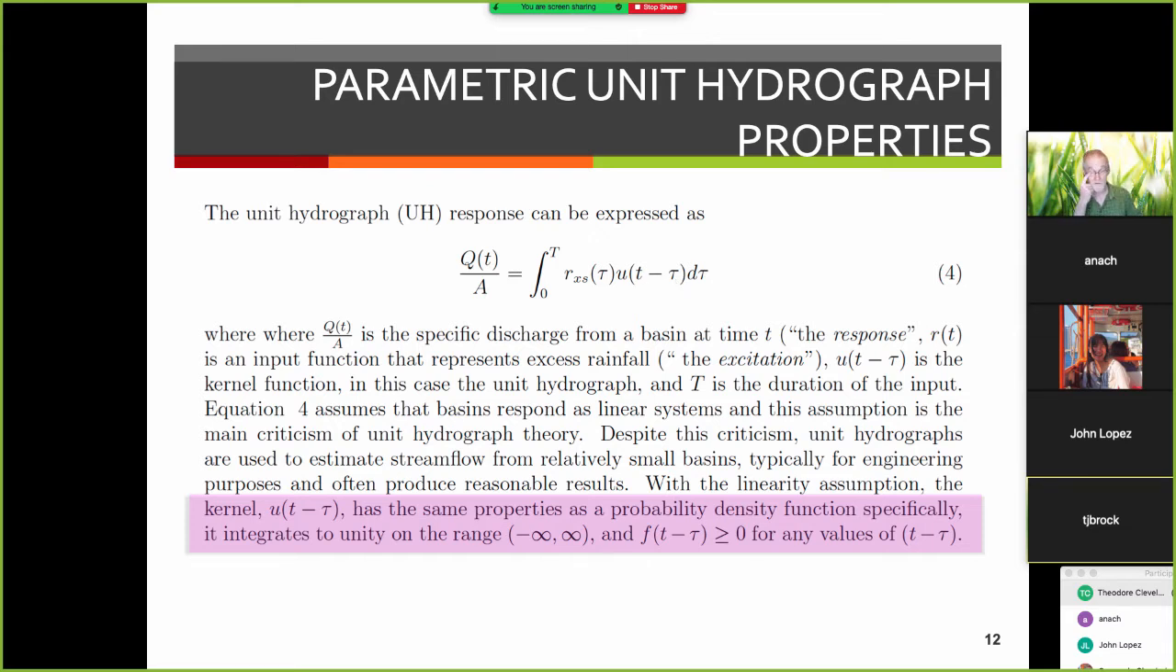So equation 4 is assuming that basins behave as linear systems, and that assumption is a legitimate criticism of unit hydrographs as a theory for explaining watershed behavior. Despite that criticism, they've been used to estimate stream flow from small basins to actually pretty large and produce reasonable results.